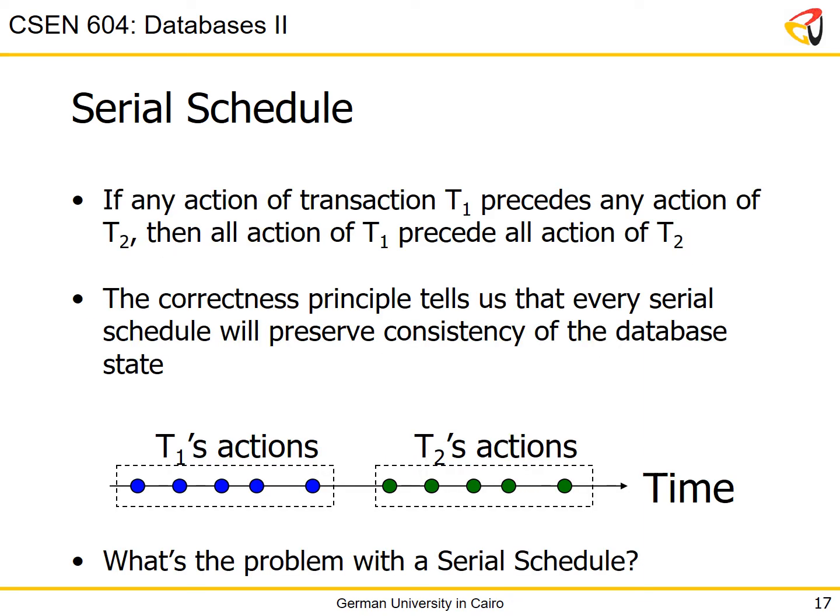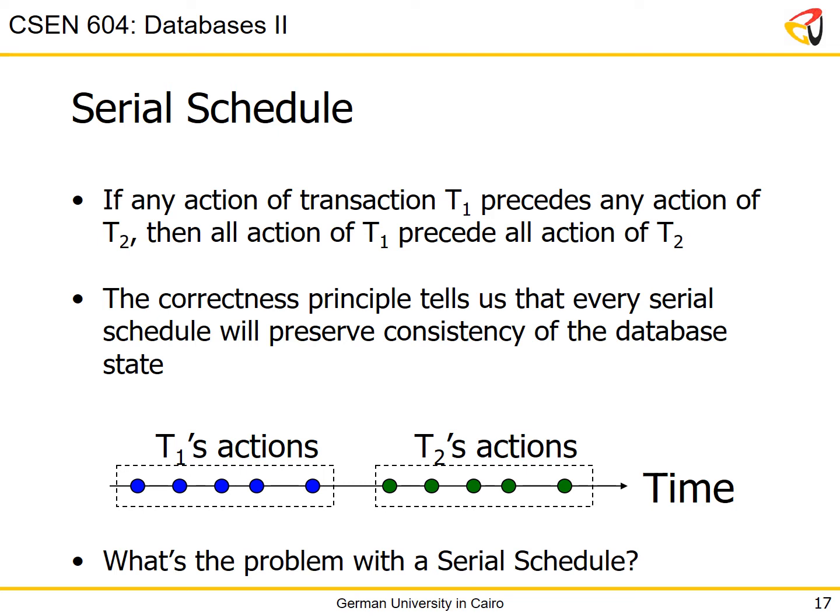Now, the correctness, we can argue about it even from a theoretical point of view. Let me read this point. It says if any action of transaction T1 precedes any action of T2, then all actions of T1 precede all actions of T2. I'm trying to prove that logically. So the correctness principle tells us that every serial schedule will preserve consistency of the database state. I'm not going to go into a theoretical exercise here trying to prove by contradiction that this will always be the case, but I'm sure you are capable of doing that, so I'm just going to move on.